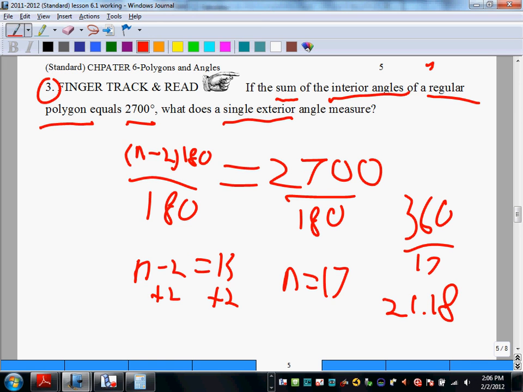So what equals 2700? Because it's the sum of the interior angles, right? So solve for n. And then you have to answer the second question.